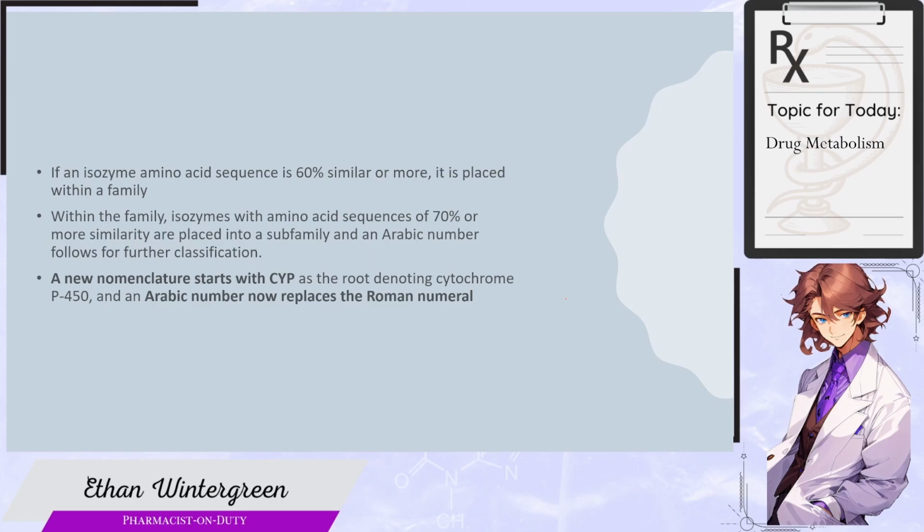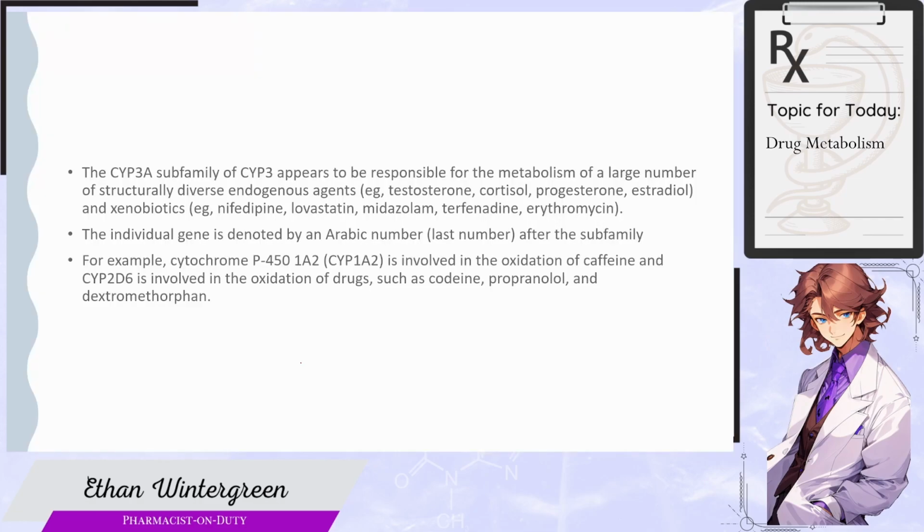There is a new nomenclature that starts with CYP as the root, denoting cytochrome P450. An Arabic number replaces the Roman numeral. So CYP, then a number, then usually there's a letter afterwards. Take for example CYP3A. It means it's cytochrome P450, 3 family, A subfamily.